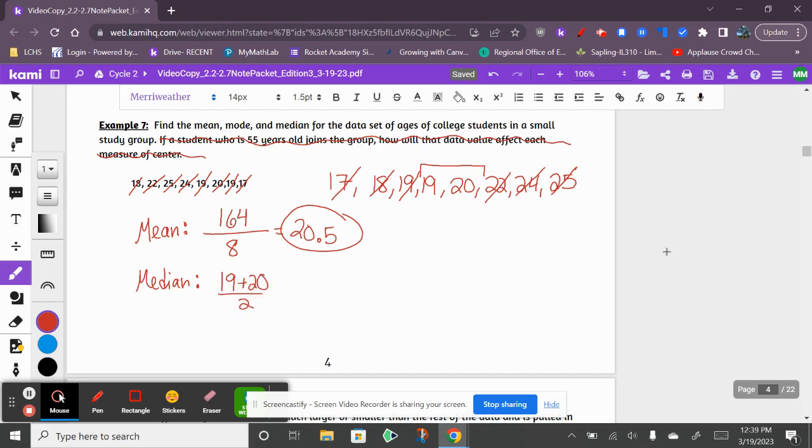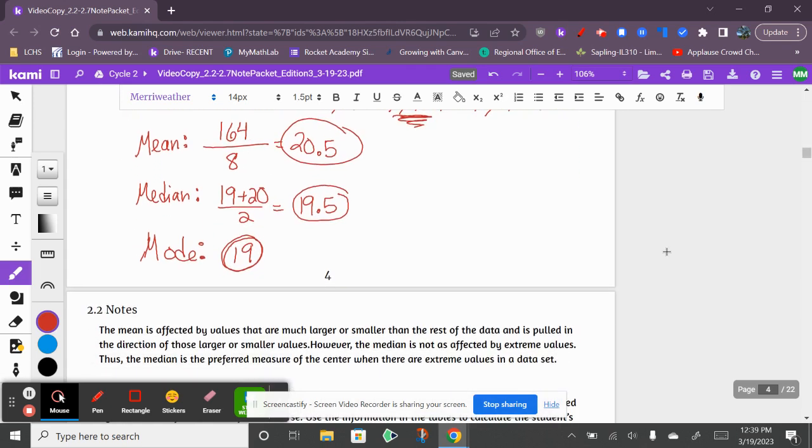I can then take that divided by 2, so I get 19.5 for the median. For the mode, we're going to find any numbers that repeat or show up more than others. The only one that repeats is 19. So that one is the most popular, so that is the mode.